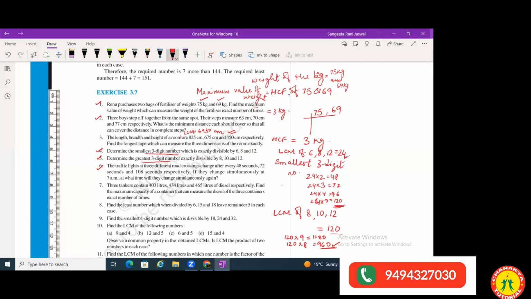Changing time of traffic lights at different crossing points is 48 seconds, 72 seconds, 108 seconds.